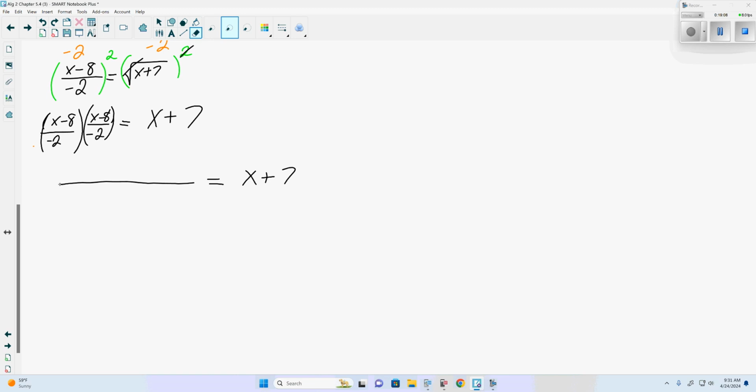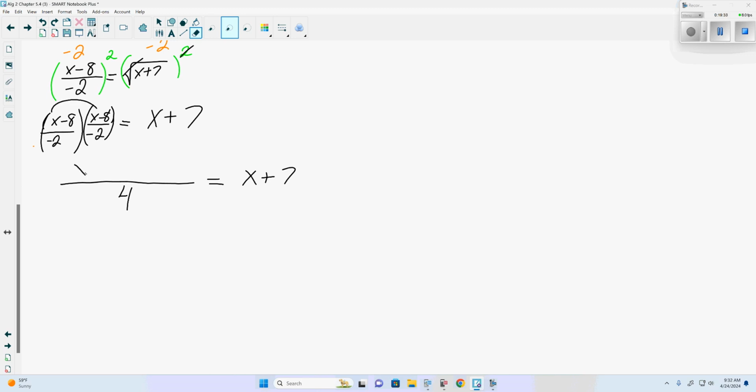Now, before we multiply the numerator, let's actually tackle the denominator, the bottom of this fraction. Negative 2 times negative 2. Positive 4. So I might as well tackle the easier one of the two. It's not that the numerator is any harder. It's just negative 2 times negative 2 is nice and quick.